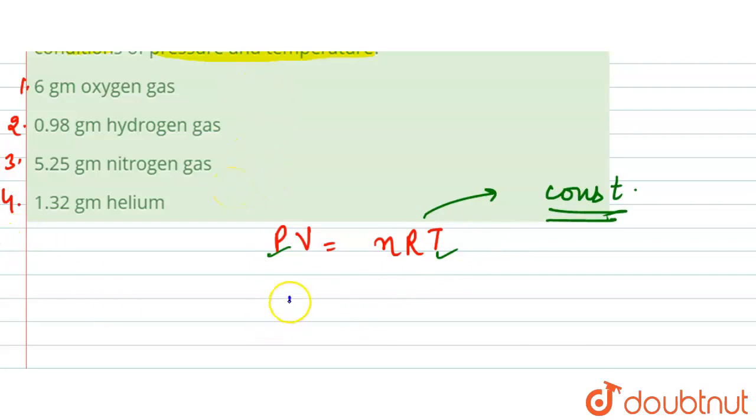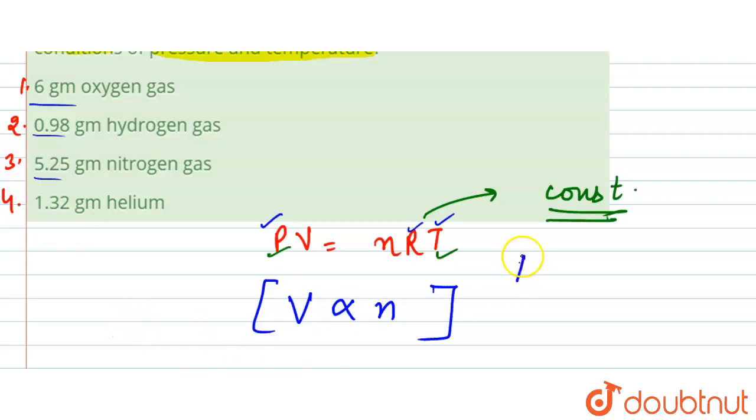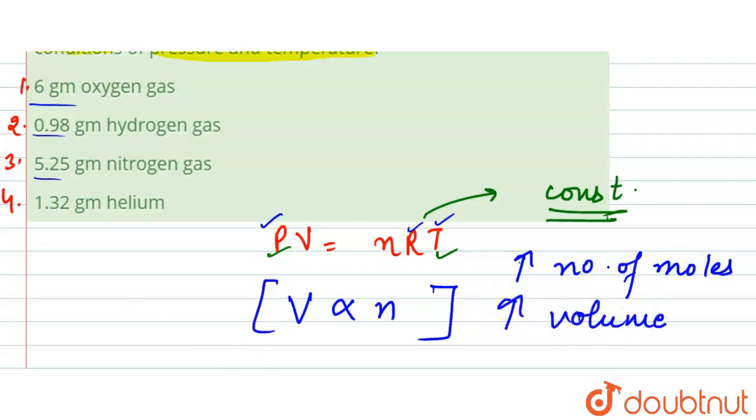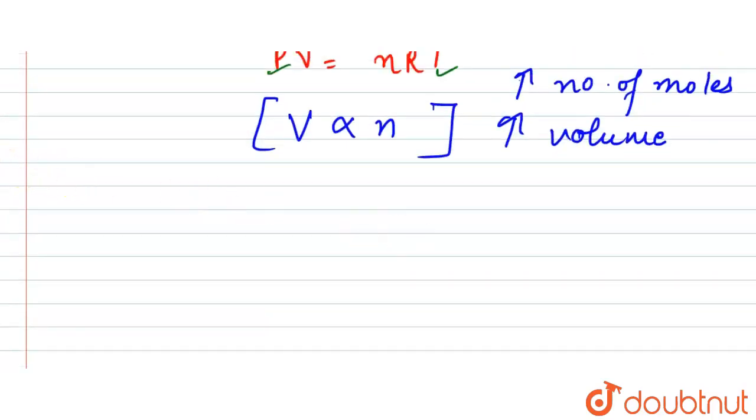So from here, we can say that the volume is directly proportional to the number of moles, because P is the same, R is the same, and T is the same. Then we are left with the volume and the number of moles. So we will find the number of moles for each option, and then we can find which will have the greater volume. The greater the number of moles, the greater the volume, because they are directly proportional. How can we find the moles? Moles is equal to the weight upon the molecular weight.